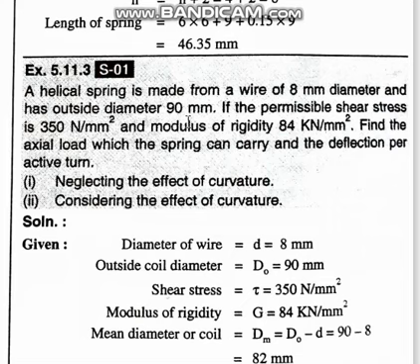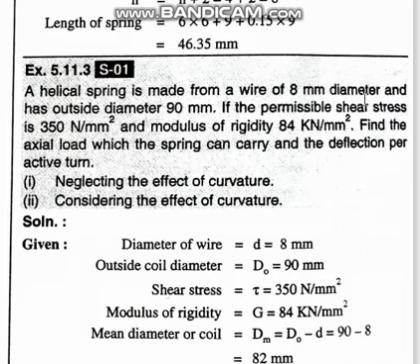Can you find out DM from this? Yeah, DM will be outside diameter minus the wire diameter. That means 90 minus 8 will be 82. 82 will be the mean diameter. You see, they have not directly given us mean diameter, so a little twisting is there. You should be able to understand this.